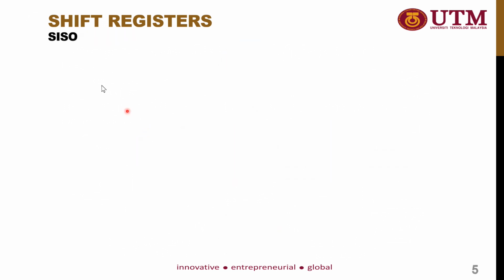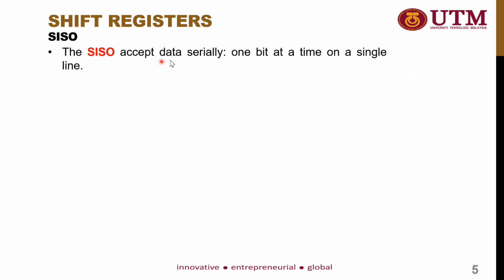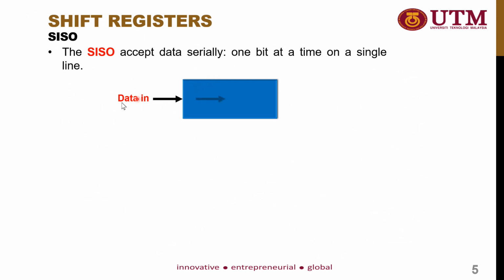The first part that you will learn is SISO, which is serial in and serial out. So what actually is a serial in serial out shift register? The SISO accepts data serially, 1 bit at a time on a single line. In digital electronics, serial means you have only 1 bit of data flowing at one time and only a single line of data. You cannot have multiple lines. For example, this is the representation of the shift register, with data in and data out. The data will travel in one line only, and it will transfer only 1 bit at a time. So this is serial in, serial out.